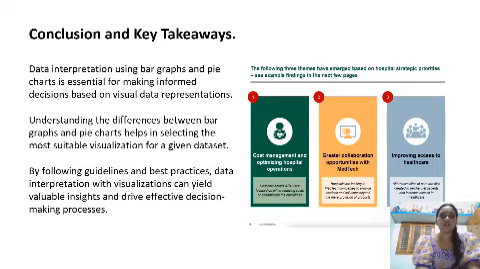And next, conclusion and key takeaways. Data interpretation using bar graphs and pie charts is essential for making informed decisions based on visual data representation. Understanding the difference between bar graphs and pie charts helps in selecting the most suitable visualization for a given data set. By following guidelines and best practices, data interpretation with visualization can help uncover actionable insights and drive effective decision making process.